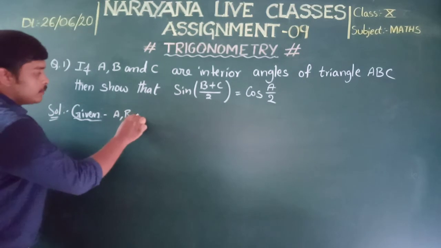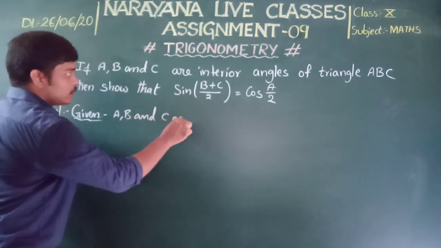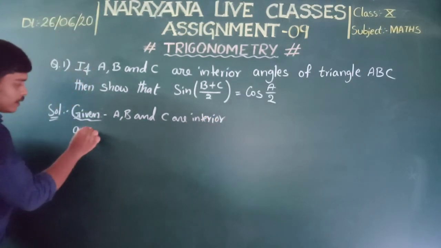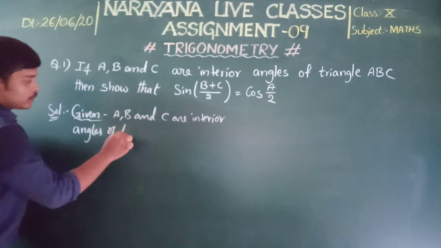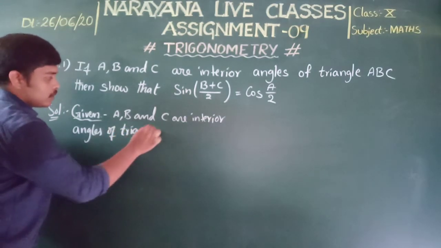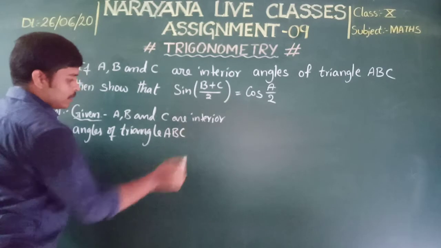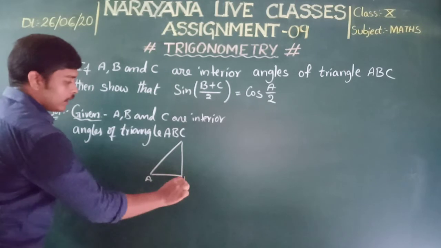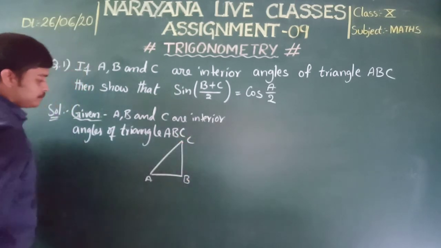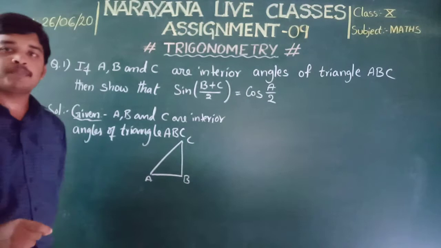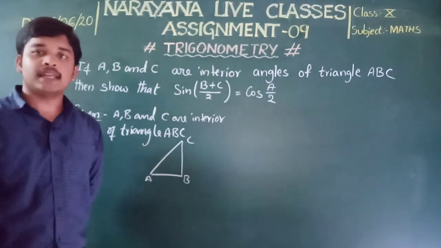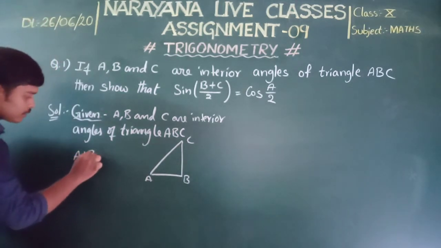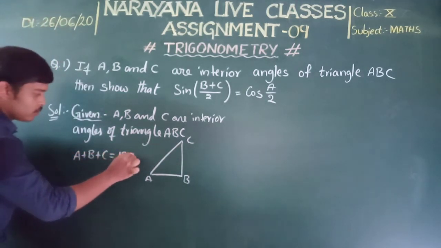A, B and C are interior angles of triangle ABC. Now we are taking a right angle triangle ABC. We all know the angle sum property of a triangle: the sum of interior angles of a triangle is 180 degrees. So A plus B plus C is equal to 180 degrees.